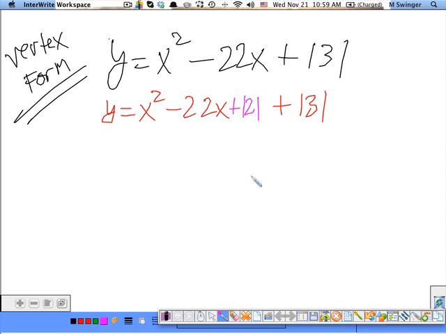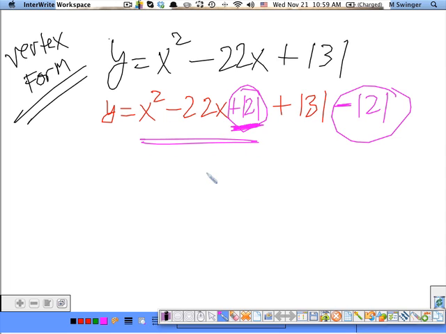Plus 121. So now you have a choice. Since you added 121, you could put plus 121 over here, but in the end you'd have to subtract it, right? So I'm just going to do it all on one side: plus 121 minus 121. You added, you subtracted, you balanced it out again. Therefore, these first three things are a perfect square.